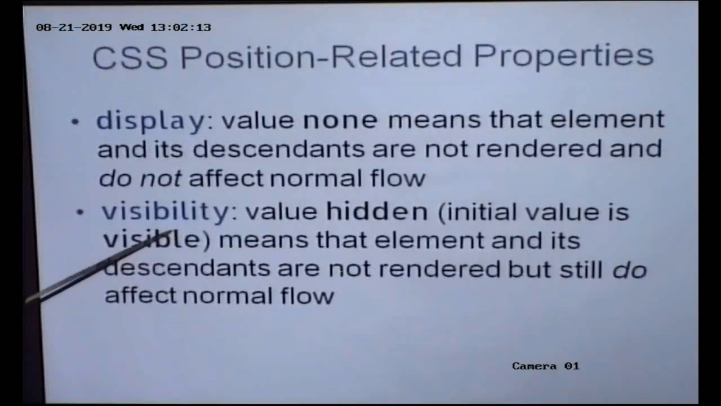Now what happens when you give the visibility property a value? When visibility is given as hidden, the elements and their descendant elements are not rendered, but they still do not affect the normal flow. When visibility is given as visible, all the elements and their descendant elements take their position, and it will affect the normal flow.